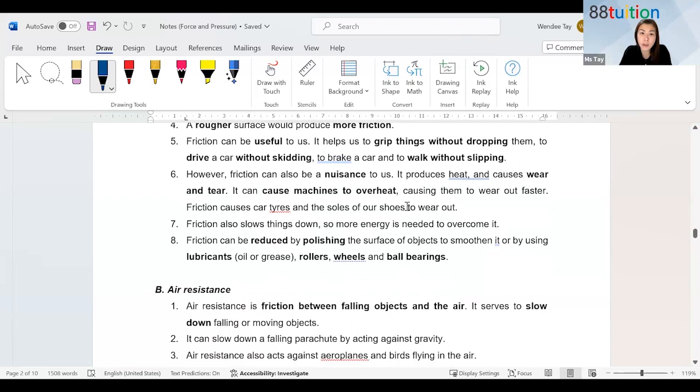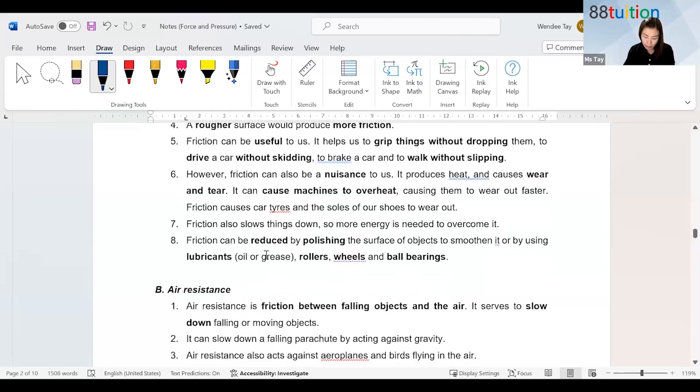So if you find that when you're walking, let's say on wet ground, it's slippery, it's time to change your shoes because the soles are already worn out. It can cause you to fall easily. Now, friction also slows things down. So when there is more friction, you will need more energy to overcome the frictional force for the object to move. Okay? To reduce friction, this is what you can do.